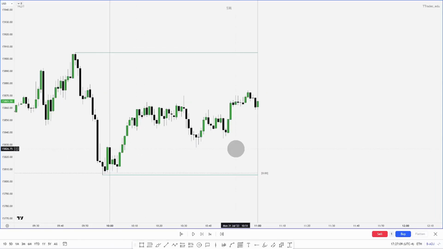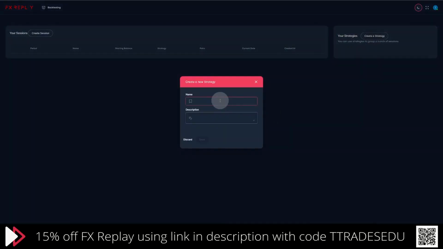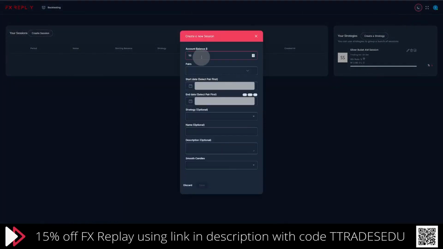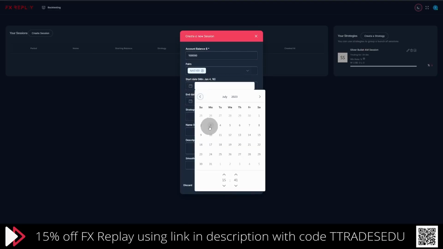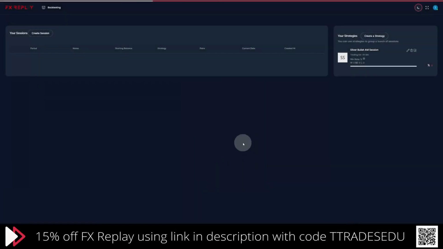Now that you understand the model, let's hop into FX Replay and backtest this. So here we are on FX Replay, and this is what it would look like if you just got your account. The first thing we're going to do is go over here, create a strategy, type in Silver Bullet AM Session, and then we're going to create a session here. We'll go for this example with a $100,000 balance, and we're going to be trading NASDAQ. So we'll choose the CFD, NAS 100, and for this video, we'll backtest all of July up to the current date of this Friday. We'll use our strategy, Silver Bullet AM Session, and go ahead and start that here.